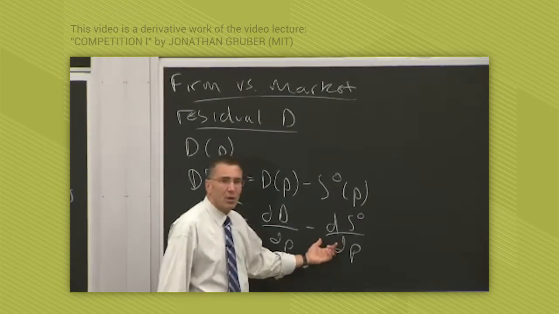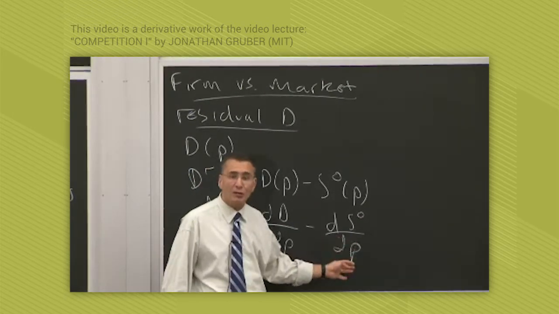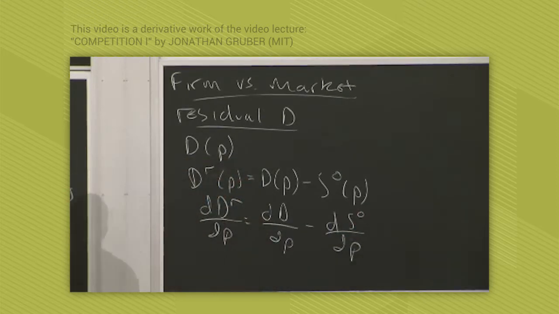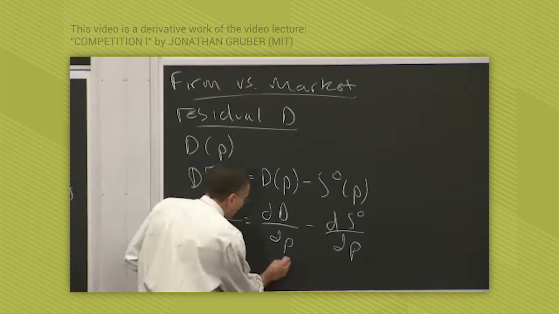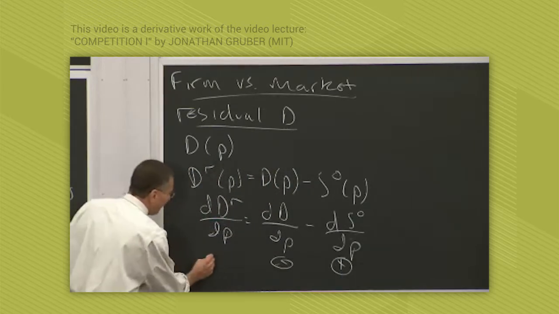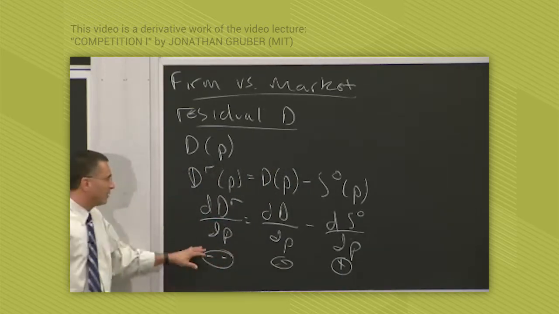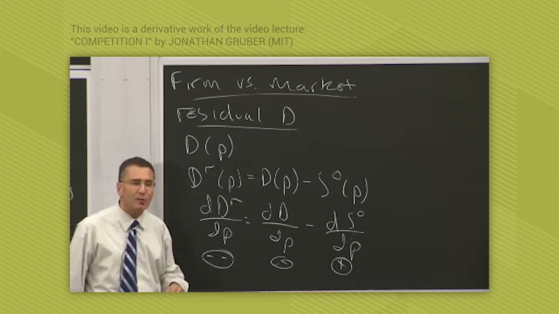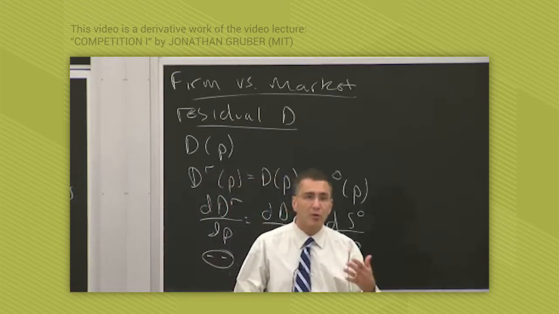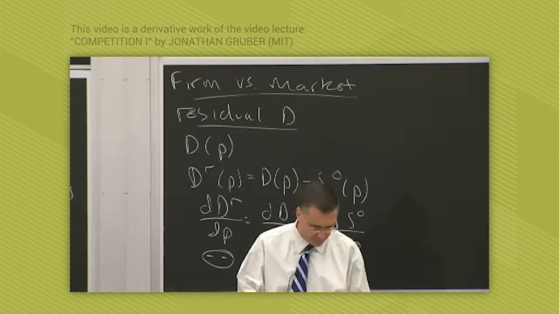But this is a positive number. Supply curves slope up. The amount that other firms in the market will supply as the price goes up is positive. So this is a negative number, but this is a positive number, which means by definition, this is a very negative number. The firm's residual demand responds more to price than the market's demand does, because the firm's residual demand is after all the supply of other firms.